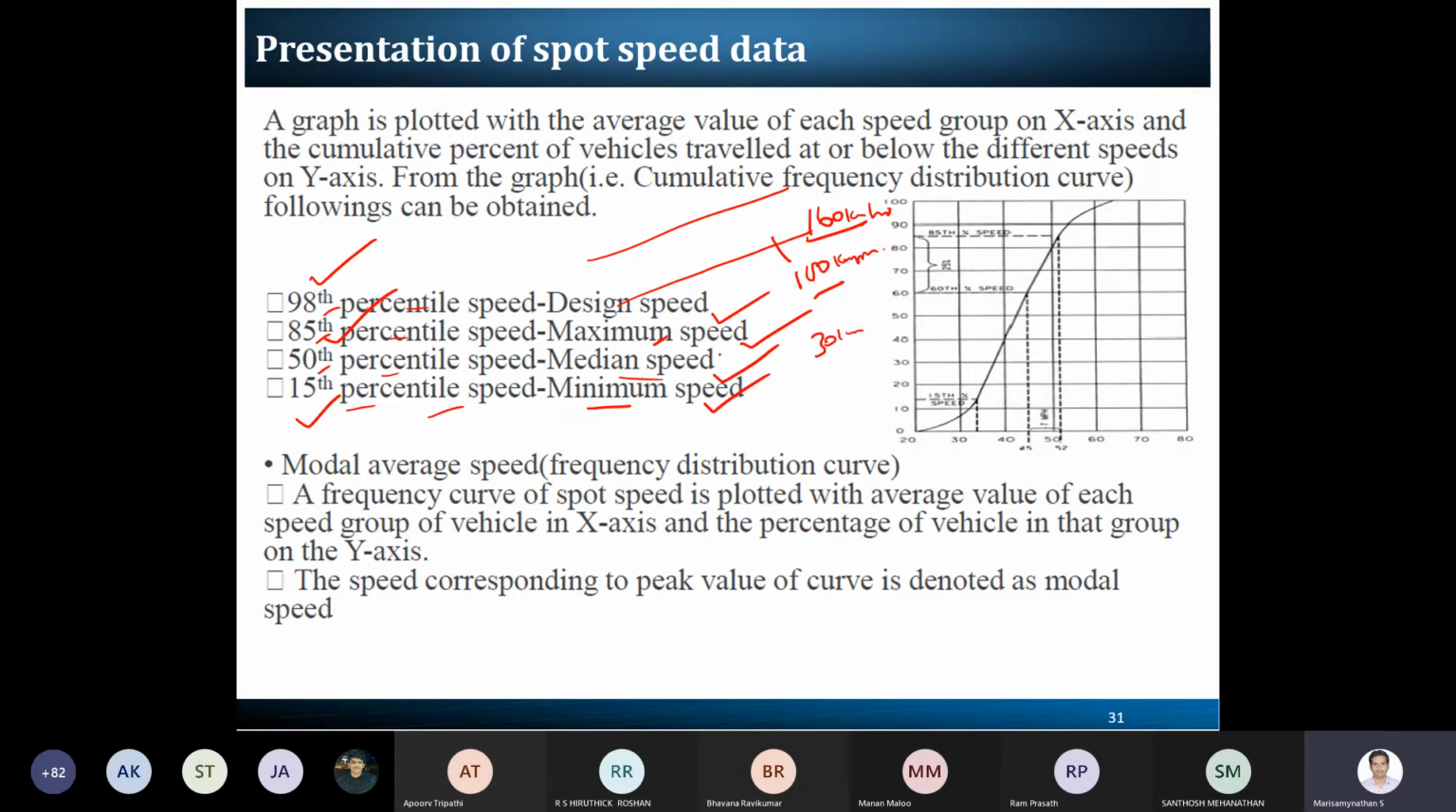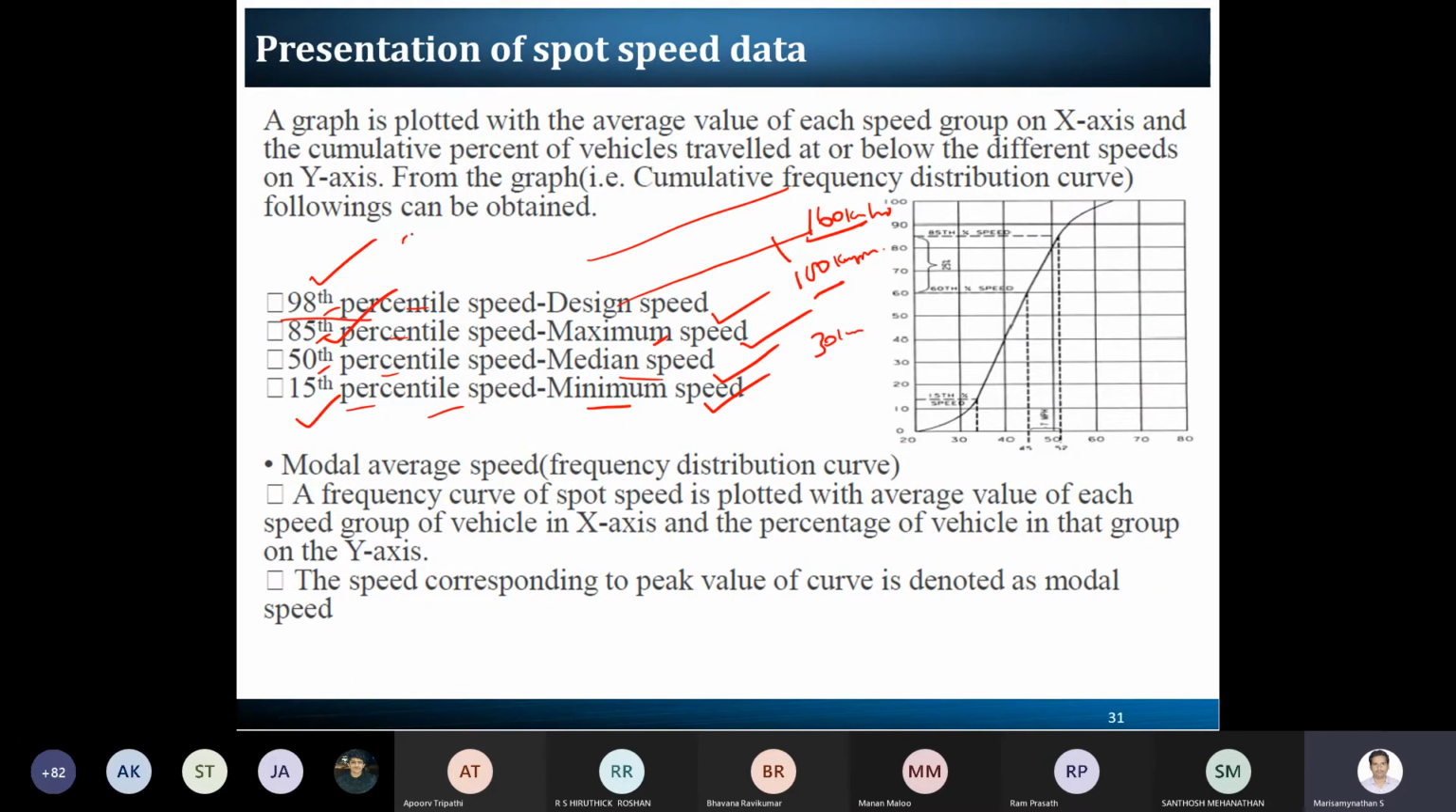The median speed is useful for analytical purposes, probably lab work. So these are the four major representations of the spot speed: 15th, 50th, 85th and 98th percentile, and each speed is indicating the minimum, median, maximum and the design speed.